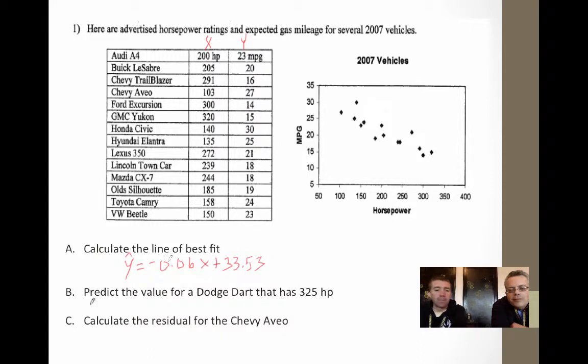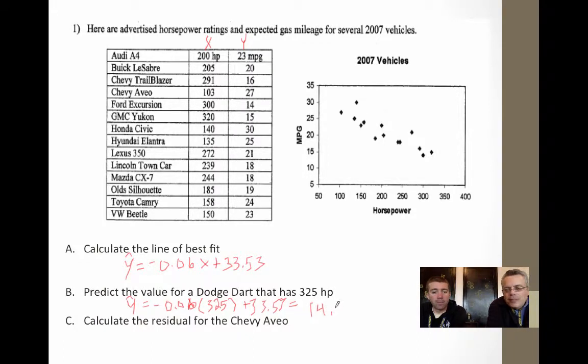So to make a prediction, we just plug in for the x variable. Horsepower is the x variable. So y hat equals negative 0.06 times 325 plus 33.53. This was not on the magical yellow piece of paper. No, this is live, man. This is real math. Plus 33.53. I forgot we didn't do this part. What do we got? Okay, 14.03.